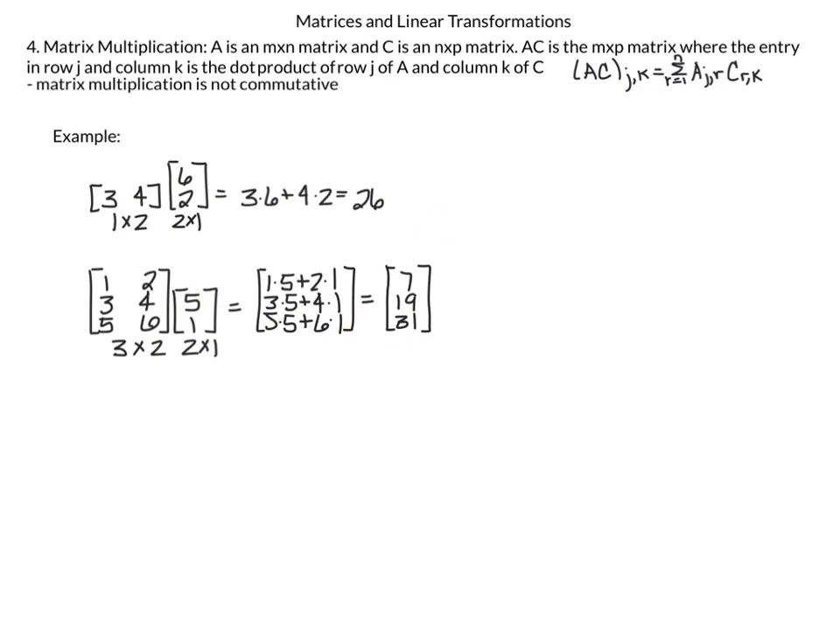So our final answer is the vector 7, 19, 31. And just to verify we have the right dimensions, this is 3 by 2, this is 2 by 1. So we're expecting a 3 by 1, 3 rows, 1 column, and that's exactly what we got.